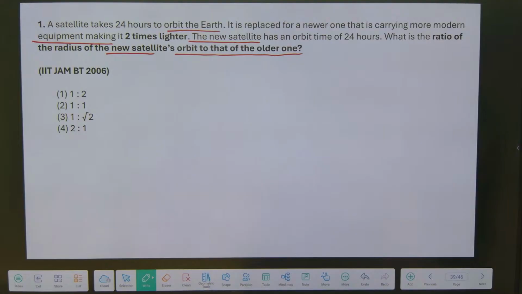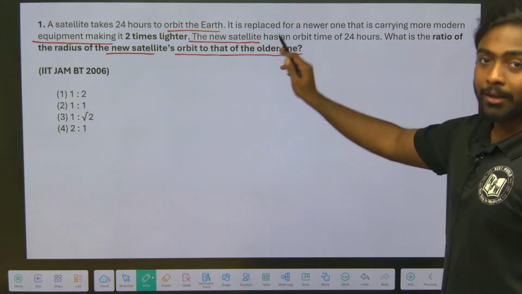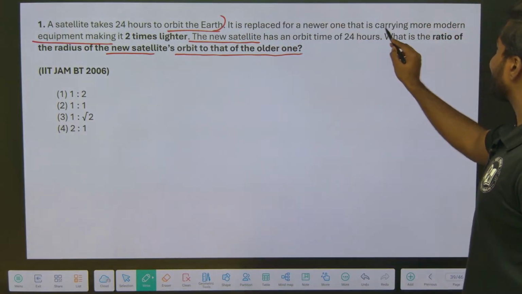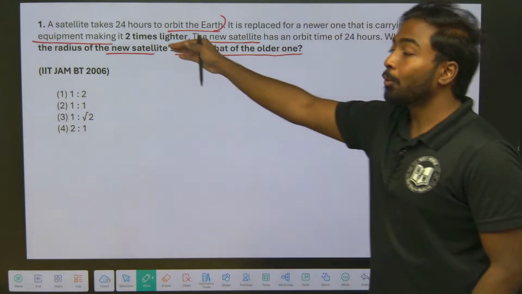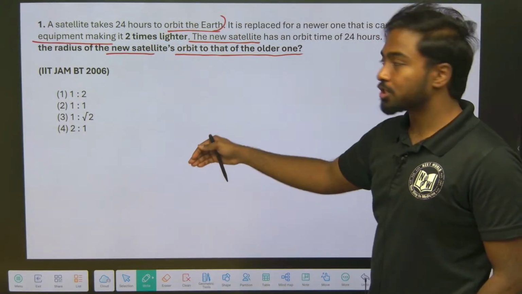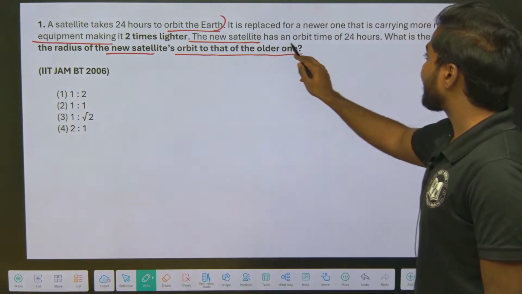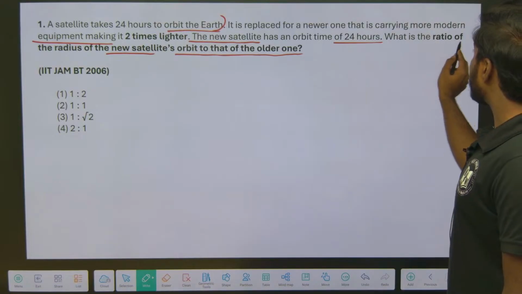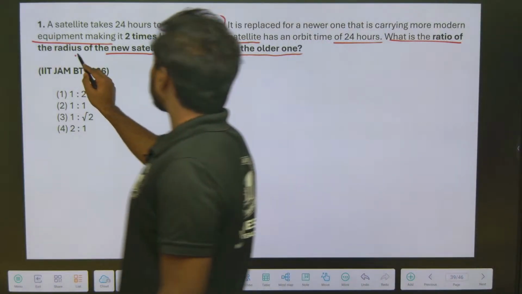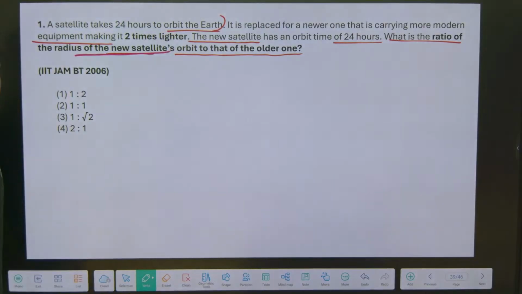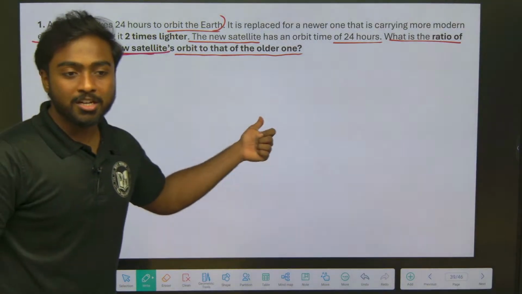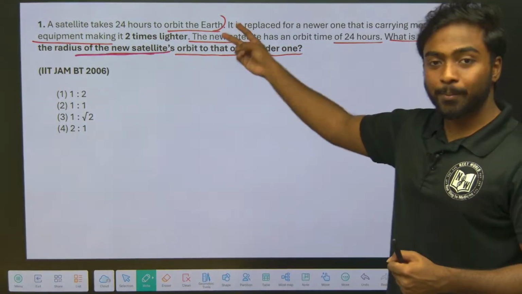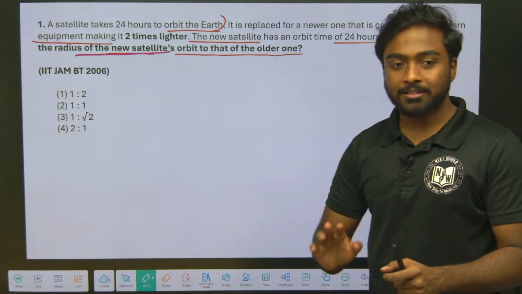So, given that the satellite takes 24 hours to orbit the earth, that is the first point. It is replaced for a newer one carrying more modern equipment, making it 2 times lighter. So the mass has been reduced. The new satellite has an orbit time of 24 hours, same. What is the ratio of the radius of the new satellite? Since they have not mentioned the radius, only the mass has been changed, it has been replaced, that's it.